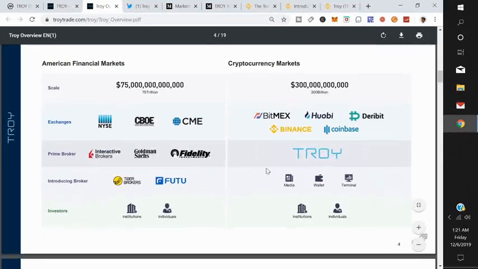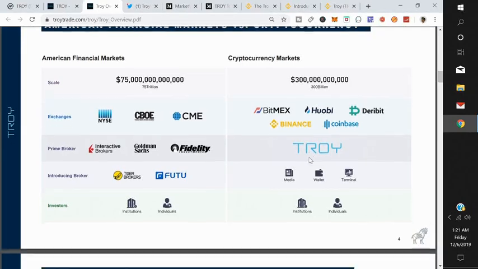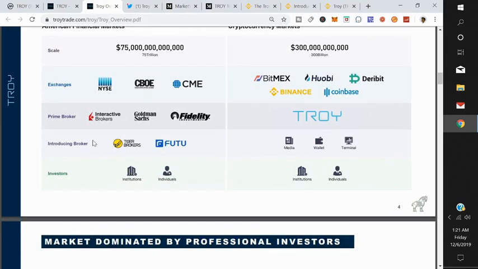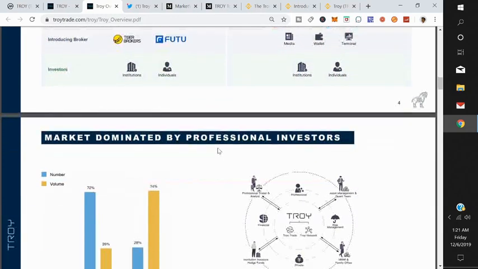But as you can see, a prime broker would be someone like Interactive Brokers, Goldman Sachs, Fidelity. Troy is aiming to be the Goldman Sachs, Fidelity of crypto. And you can see that here. They are an intermediary. It's interesting that they say people could currently introduce themselves to crypto through media, wallet, and terminal, whereas in the financial markets, people introduce themselves through Tiger Brokers or FUTU. But I think that's debatable, because a lot of Americans can invest right now through E-Trade or some other form of trading.